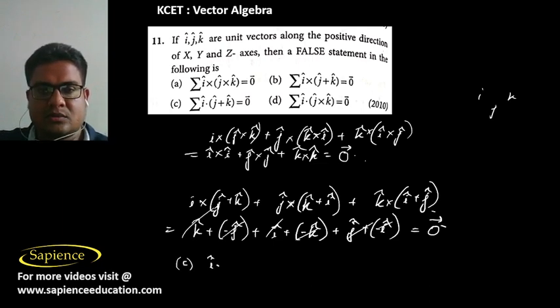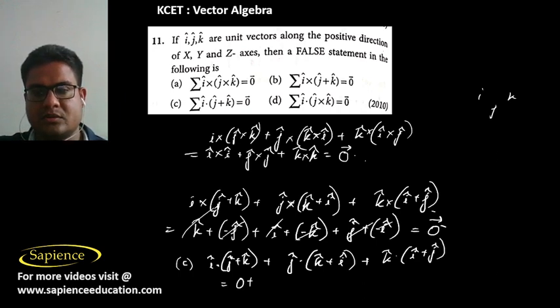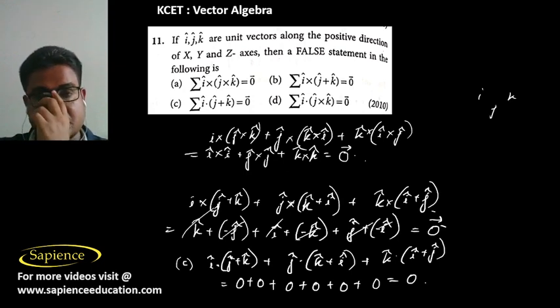For option C, it is told i dot (j plus k) plus j dot (k plus i) plus k dot (i plus j). This will be equal to: i dot j is 0, i dot k is also 0, j dot k is 0, j dot i is 0, k dot i is 0, and k dot j is 0. So this is equal to 0. So C is also a true statement.